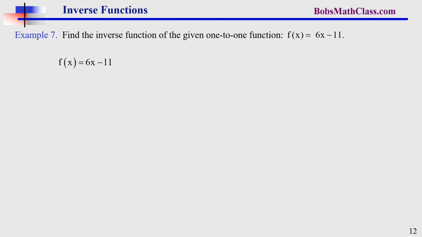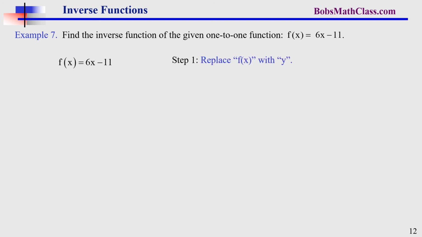All right, let's do it. Find the inverse function of this given one-to-one function, f of x equals 6x minus 11. So it's already telling us that it's a one-to-one function. We need to follow those 4 steps. What is the first step?